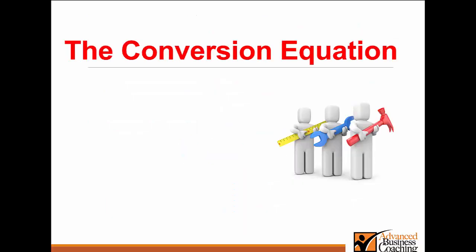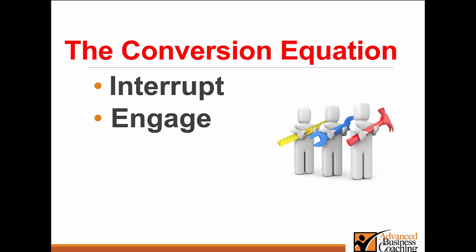The conversion equation has four main components. The first component is called interrupt. This is simply the process of getting qualified prospects to pay attention to your marketing. This is often accomplished by affecting the prospect emotionally. Sounds simple enough, doesn't it? Unfortunately, it's a lot more difficult to pull this off in real life unless you understand what you're about to learn here.